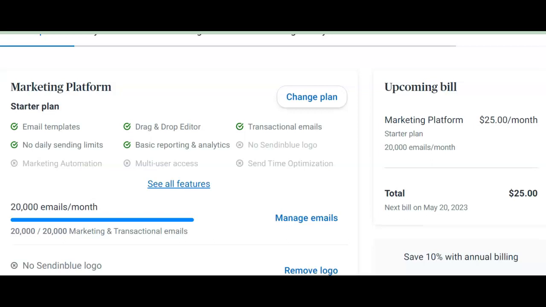I pay $25 a month. The next bill is on May 20th. I just paid one a couple of days ago. And for that amount of money, I get 20,000 emails per month.